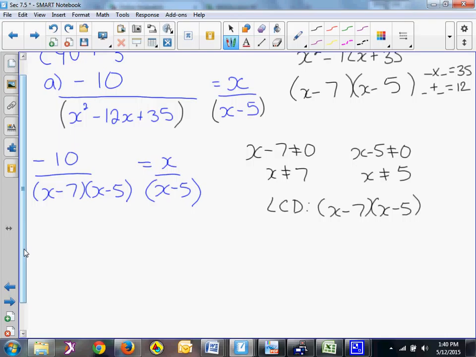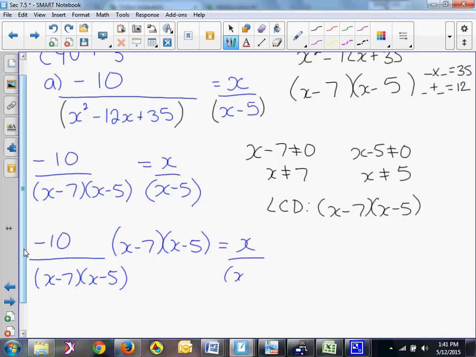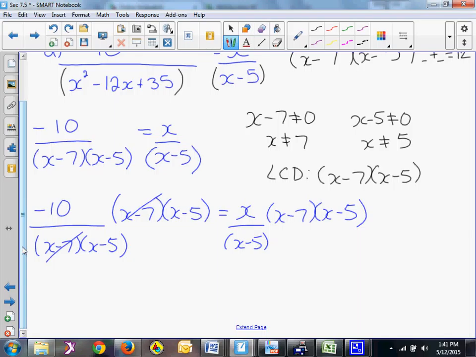Now I'm going to multiply everything by my lowest common denominator. So I have negative 10 over x minus 7, x minus 5, and I'm multiplying that by x minus 7, x minus 5. That's equal to x over x minus 5, and I'm multiplying that by x minus 7, x minus 5. So my x minus 7's cross off, my x minus 5's cross off, and on the other side, my x minus 5's cross off. So what I am left with is negative 10 is equal to, and I'm just going to multiply this out, x squared minus 7x.